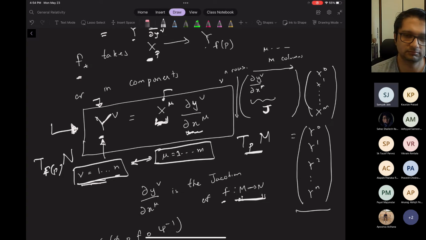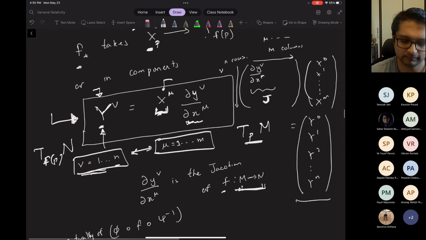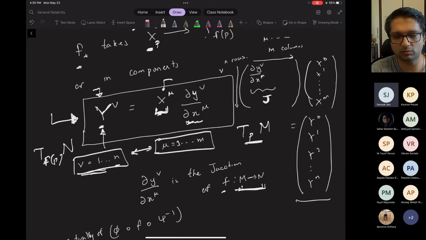Here capital X and capital Y are just any two vectors in M, right? No, they're related. These are not arbitrary vectors. Given an X, I can tell you what the Y is. But the reverse is not true. Given an arbitrary Y, I cannot construct an X for it. Right, got it.